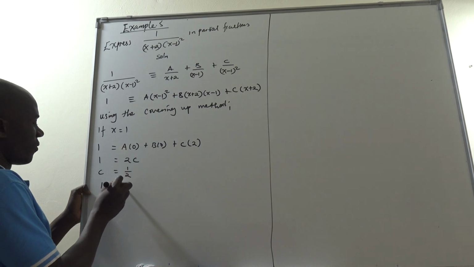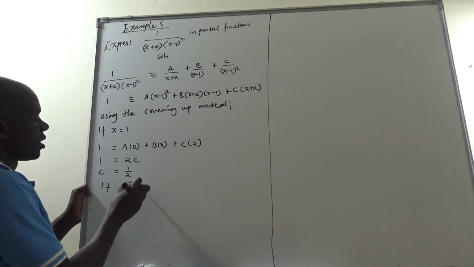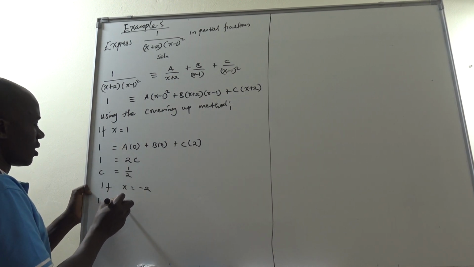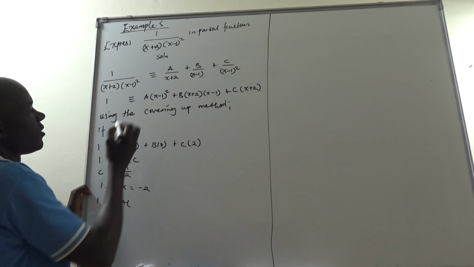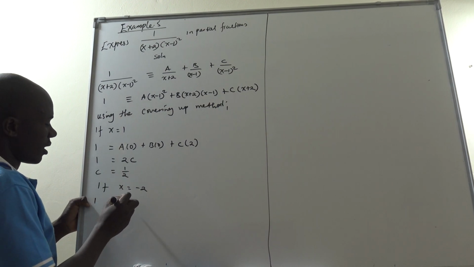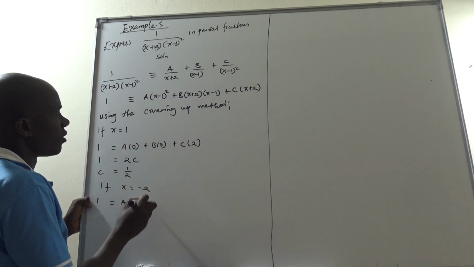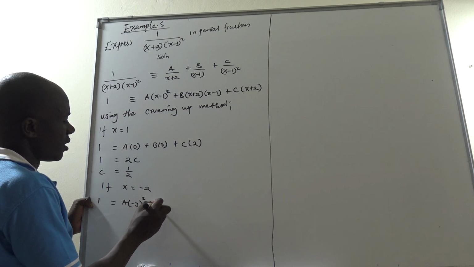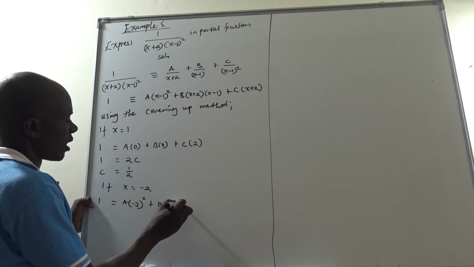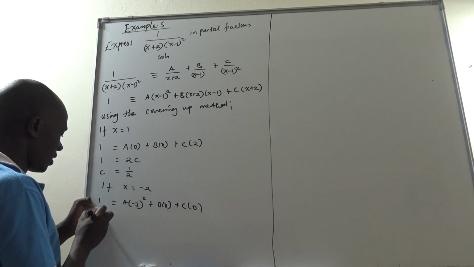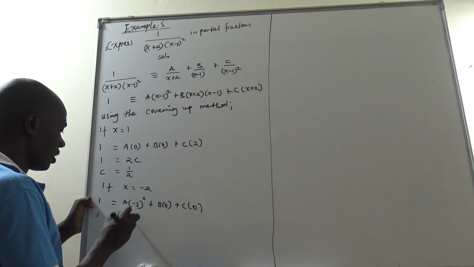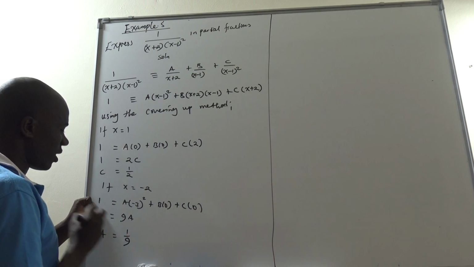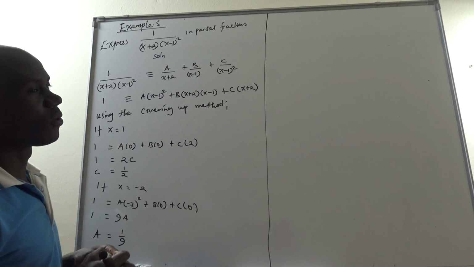After getting C equals a half, we also substitute in. Say if x equals -2, we get 1 equals A into (-2 minus 1), we are getting -3, the whole of it squared, plus B is being affected, and again C is also affected. So 1 equals 9A. So A equals 1 out of 9.